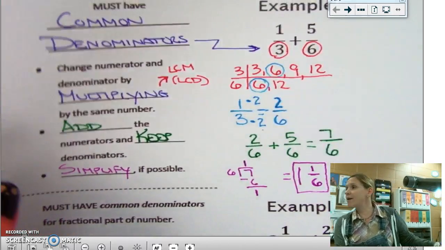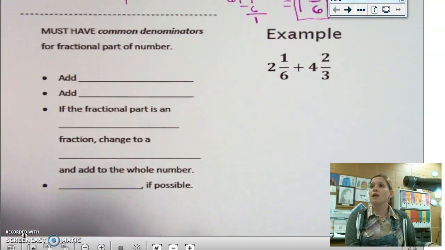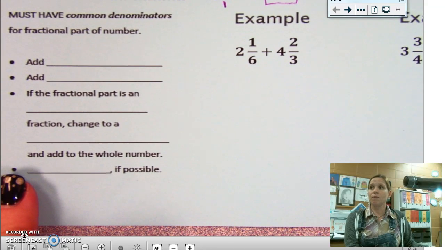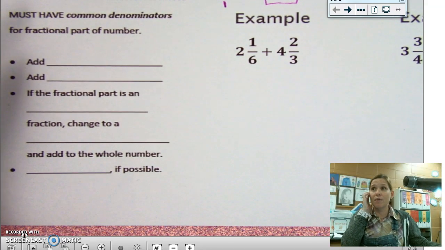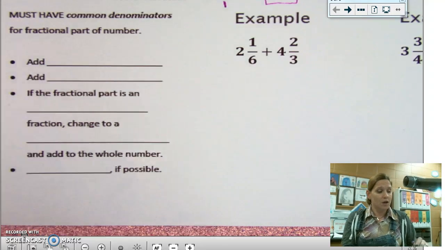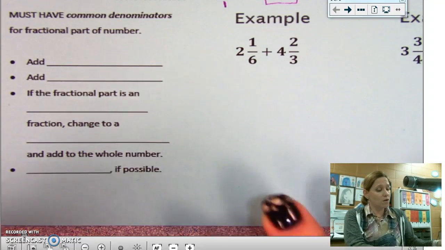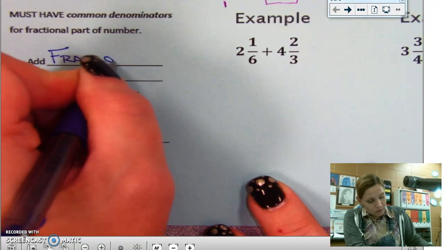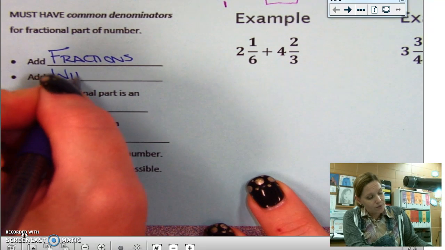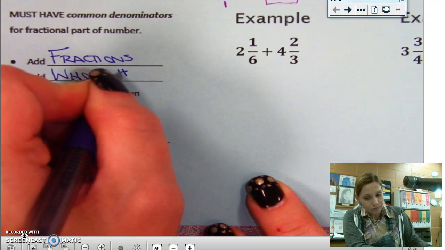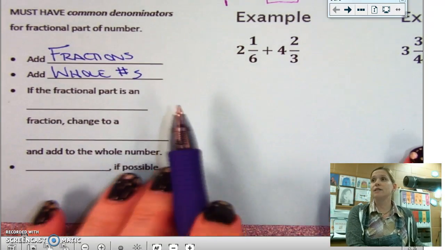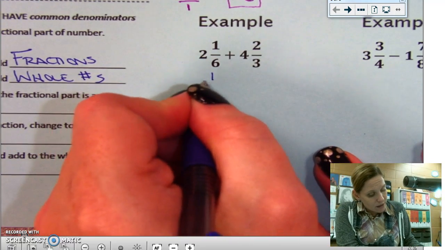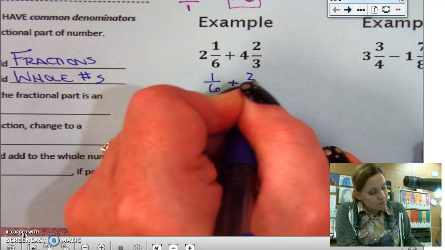Okay, moving on to the bottom. Now we're looking at adding mixed numbers. So here is our problem on the bottom. We must have common denominators, as always, for the fractional parts of the numbers. So what we're going to think about for this one is that we are going to add fractions, and we're going to add whole numbers. So let's go ahead and get started adding our fractions. Our first fraction is 1/6 plus 2/3.